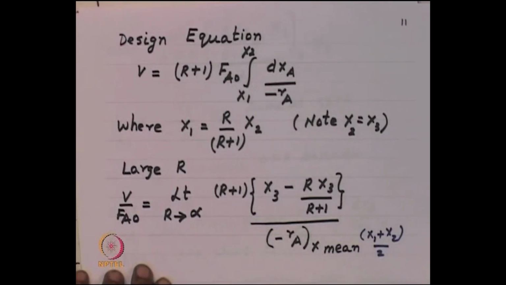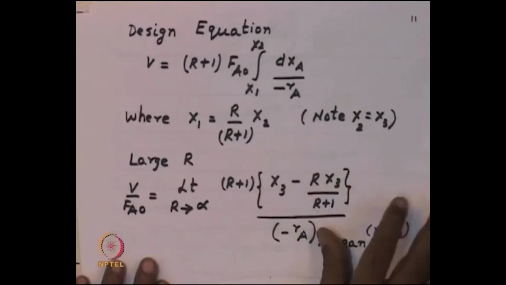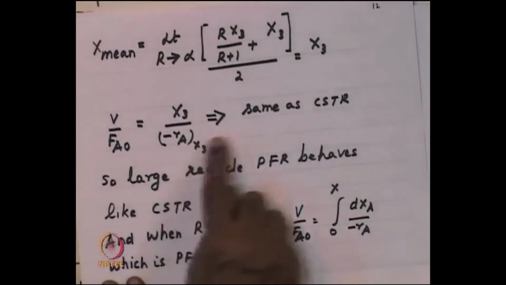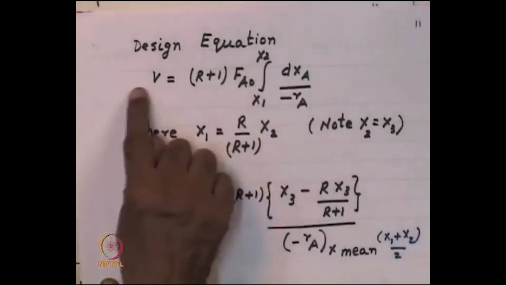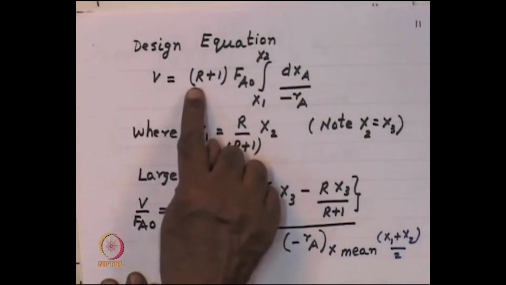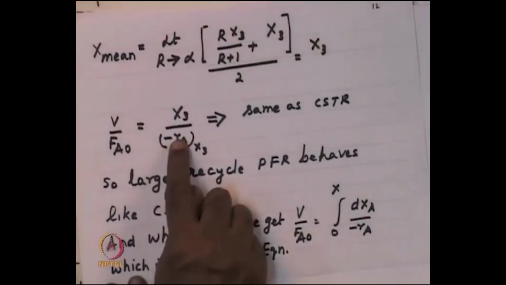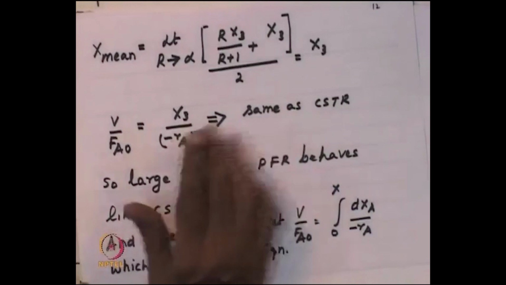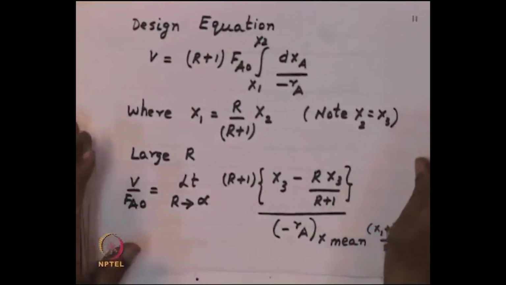So, what are we saying? What we are saying is that when R tends to infinity, the whole integral, the equation becomes the same as a stirred tank. By going through this procedure we have shown that the equation becomes the same as a stirred tank. When R is large, the recycled reactor equation becomes that of a stirred tank.